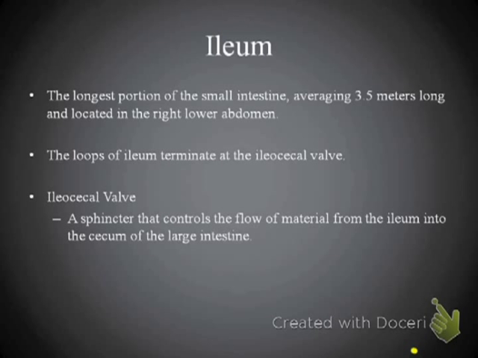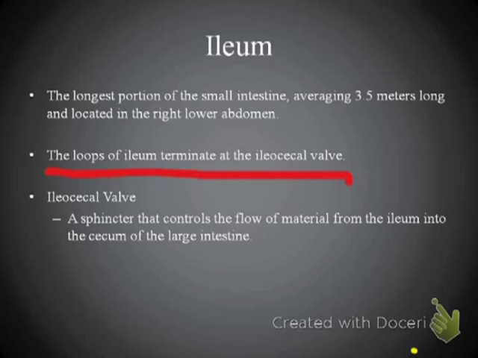The last portion of the small bowel is the ileum, and it's the longest portion of the small intestine, averaging around 3.5 meters long. And so basically, that's about 10.5 feet long. The loops of the ileum terminate at the ileocecal valve. And so that's something that we're going to be looking at, as well as the ileocecal valve.